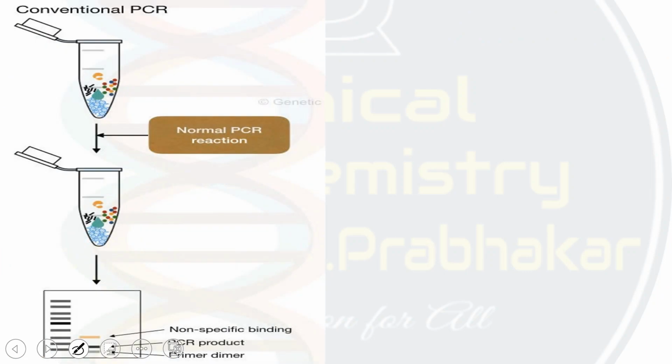So if you see here, this is the conventional PCR where we have normal tubes, and we have all the components, and then we put them on the PCR machine, and then it gives you the PCR products. In that case, we have PCR products and non-specific binding also.